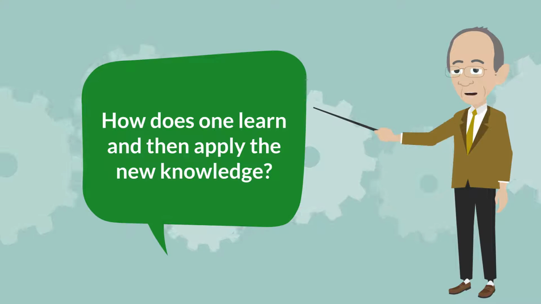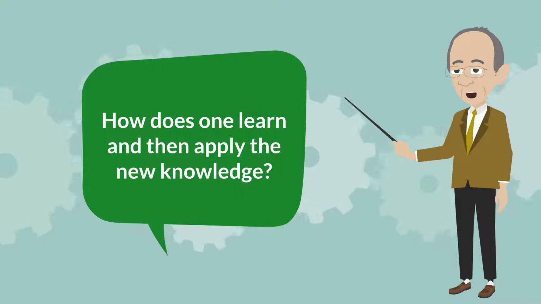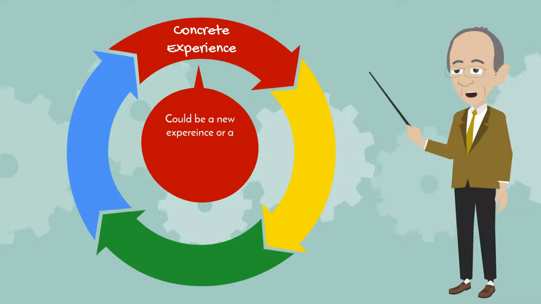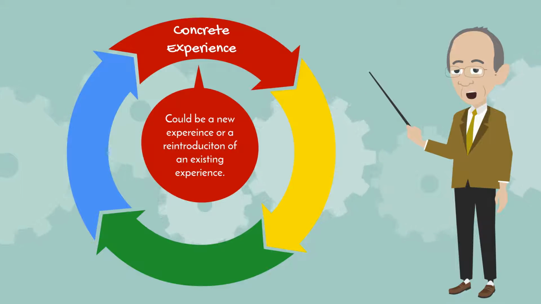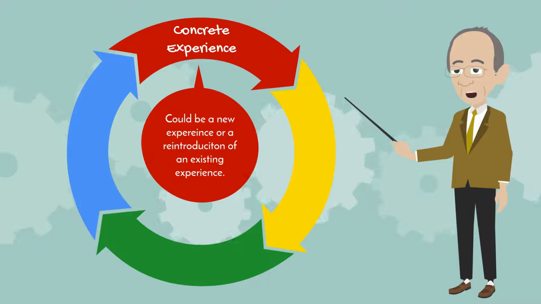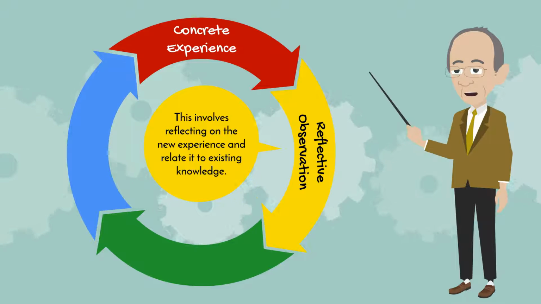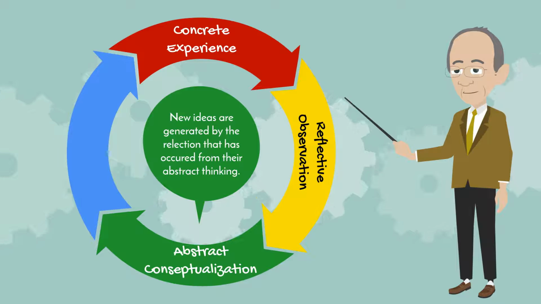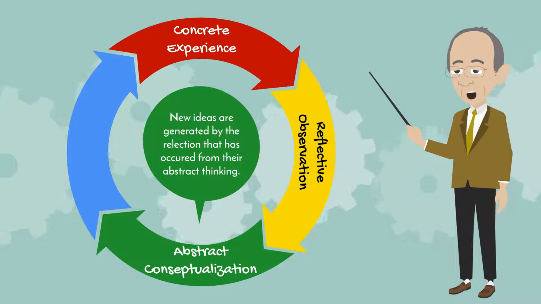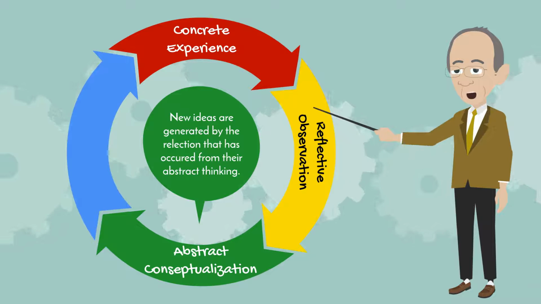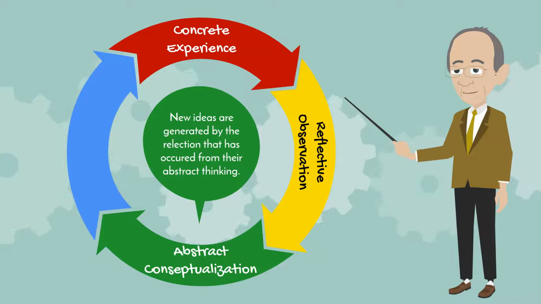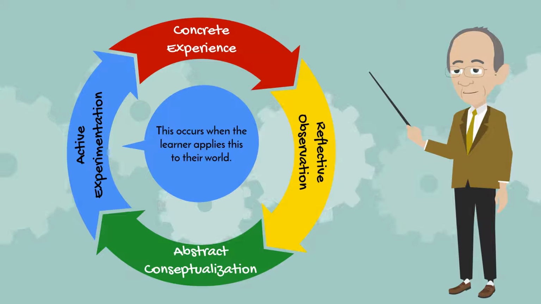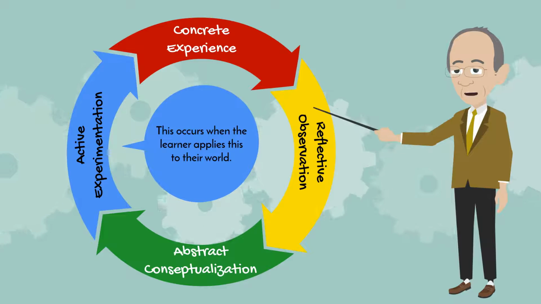My theory is that learning is a process represented by 4 stages. Concrete experience. This could be a new experience or a reintroduction of an existing experience. Reflective observation of the new experience. This involves reflecting on the new experience and relating it to existing knowledge. Abstract conceptualization. New ideas are generated by the reflection that has occurred from their abstract thinking. And active experimentation. This occurs when the learner applies this to their world.